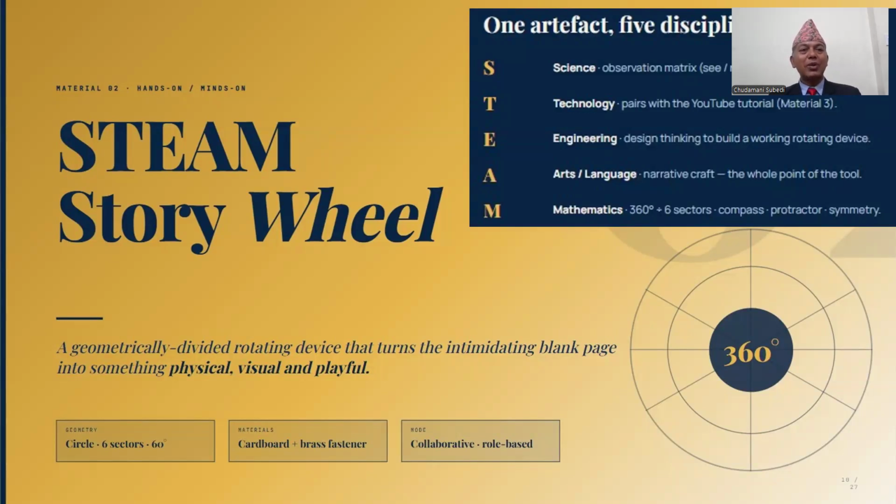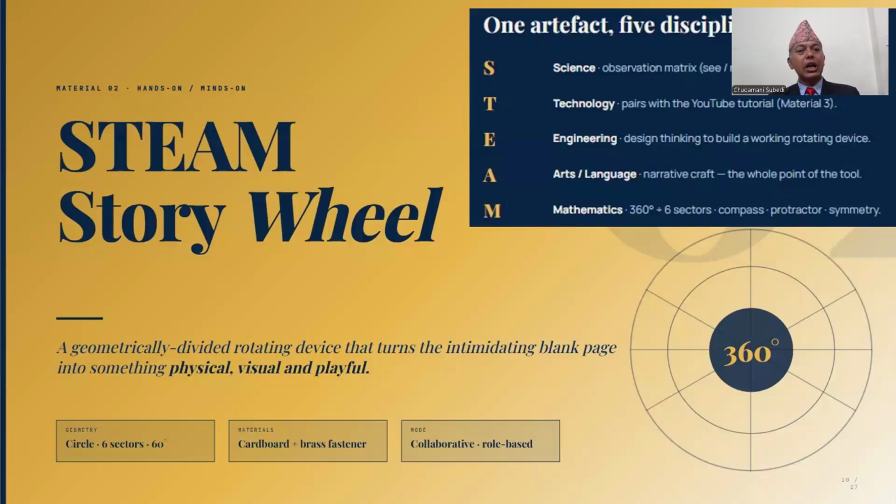Now, let's talk about material 2. This material 2 is hands-on, minds-on material. This material is the STEM story wheel. Science: integrated observation matrix. Technology: pairs with the YouTube tutorial material. Engineering: design thinking to build a working rotating device. Arts, language, narrative craft, the whole point of the tool. Mathematics: 360 degrees, six sectors, compass, protractors, symmetry.